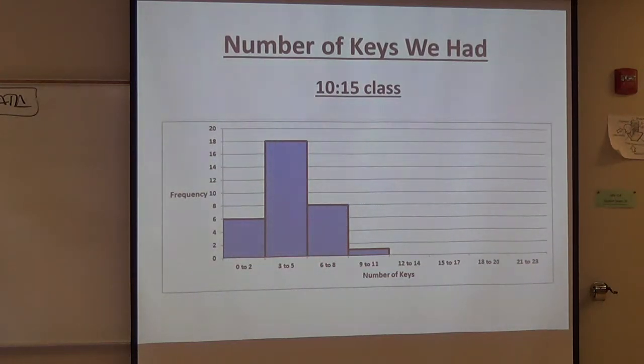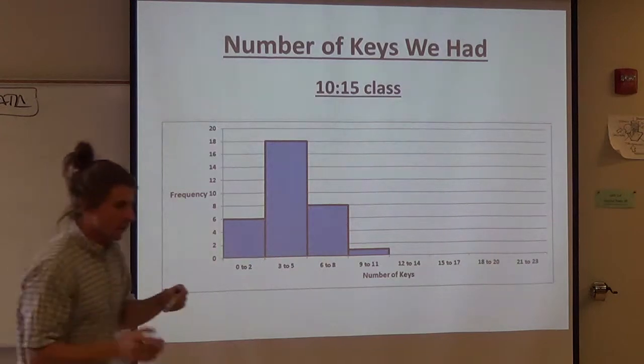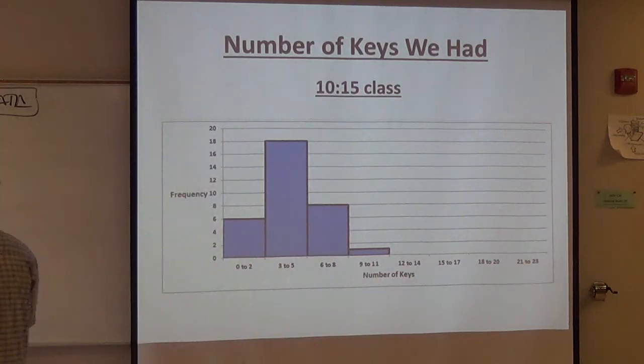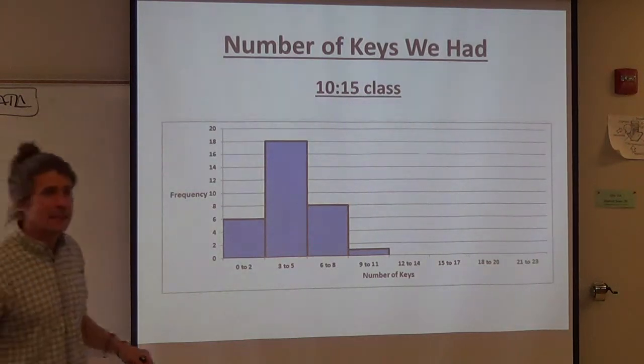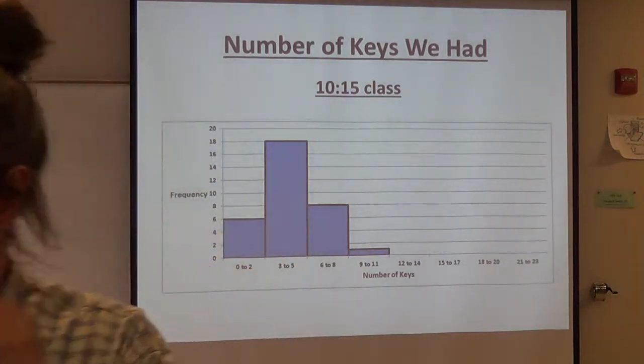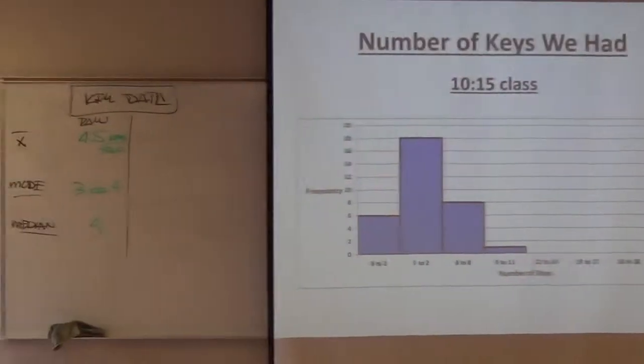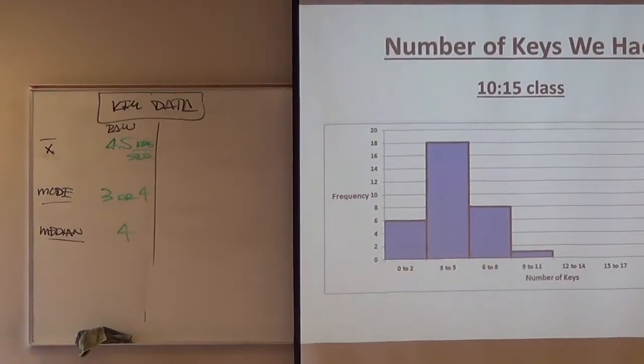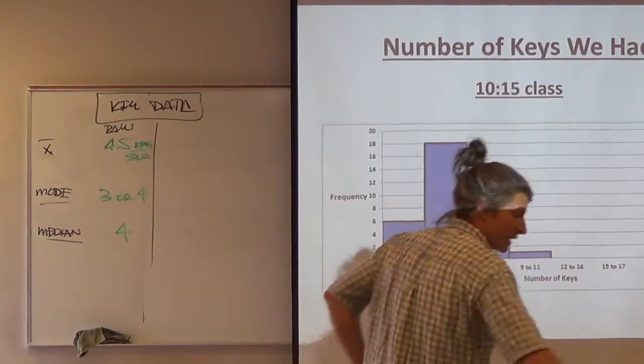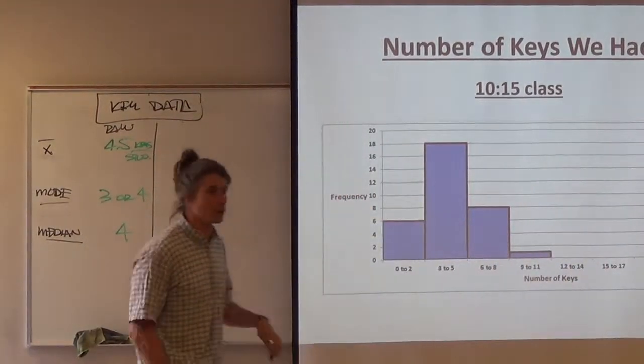From the raw data, those values, just to synopsize over here, our average was about 4.5 keys per student. The mode was about 3 or 4. And the median was 4. Can we get those values from this histogram? Or can we at least get close to these values from this histogram? What do you think?